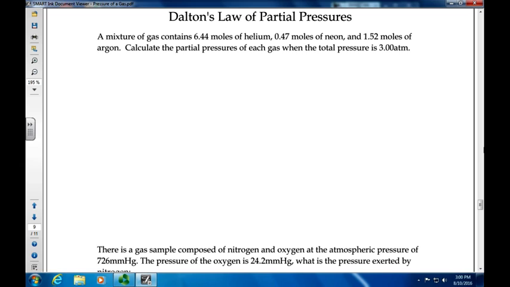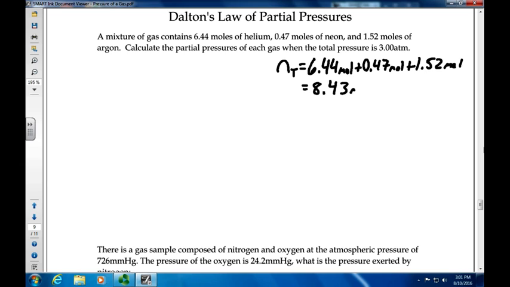We'll denote it as N sub T, and that's simply the sum of the moles of the diverse species. So 6.44 moles plus 0.47 moles plus 1.52 moles, and their sum comes to be 8.43 moles.